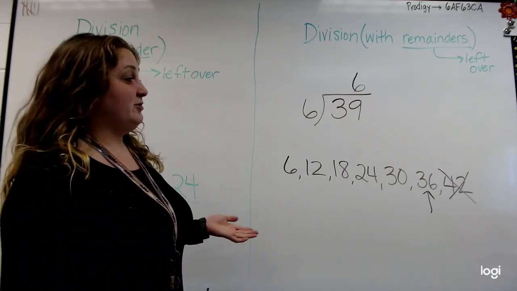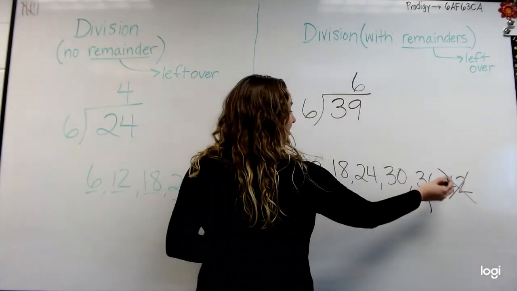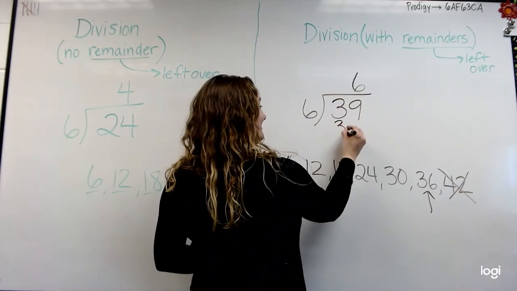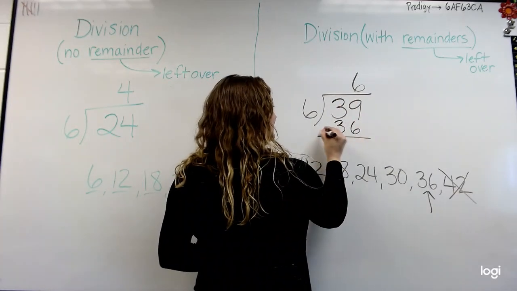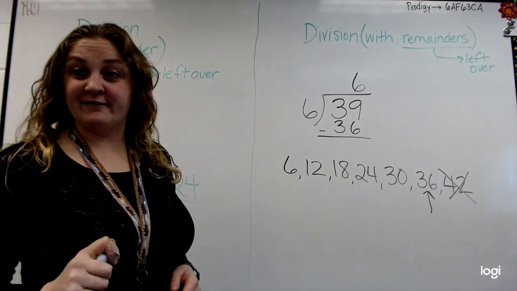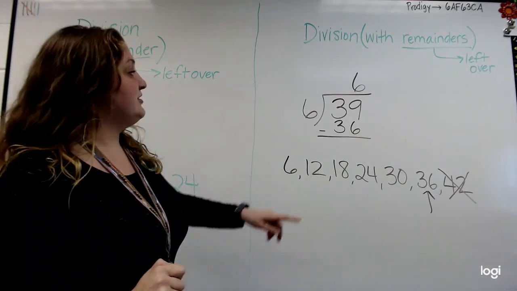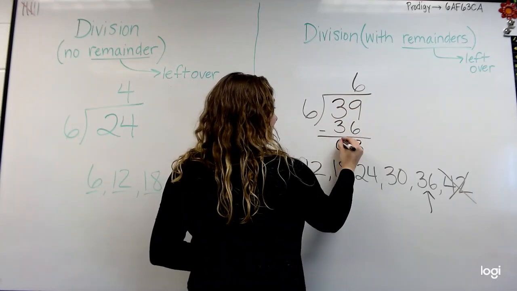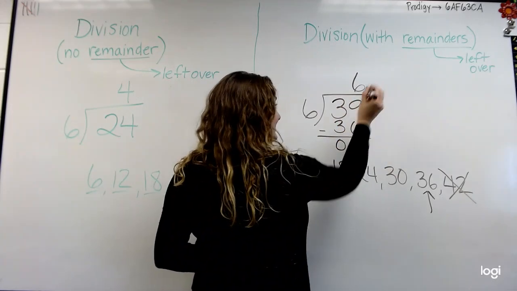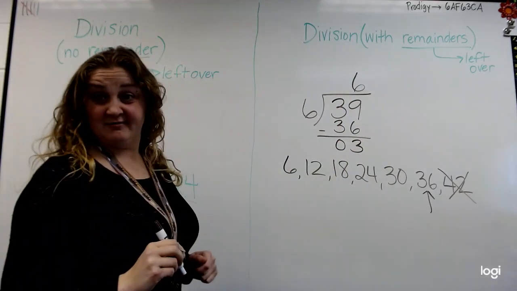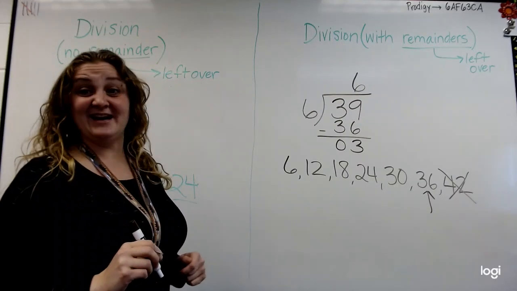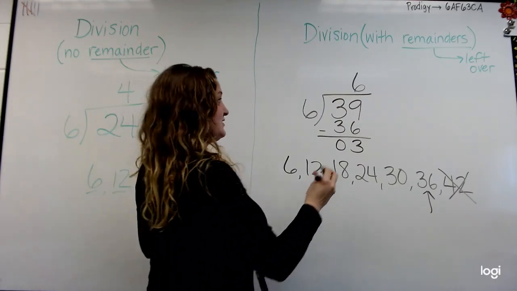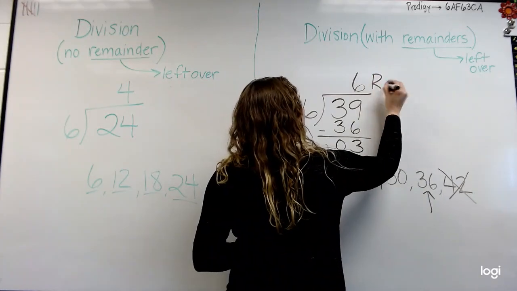Okay, now we just multiply, okay? 36 was our target. 6 times 6, 36. And we can find out what we have left over or a remainder. So 9 minus 6 is 3. 3 minus 3 is a 0. This 3 has to be represented in my answer or it's not right. 39 divided by 6 is not 6. It is 6 with 3 left over or remainder 3.